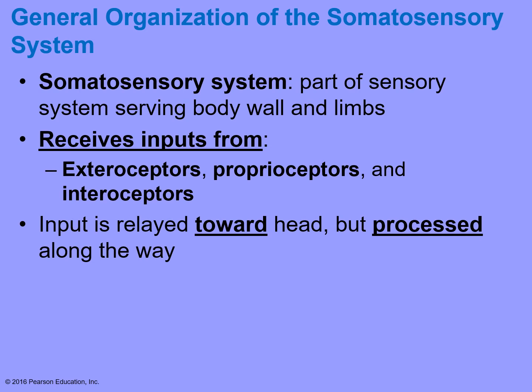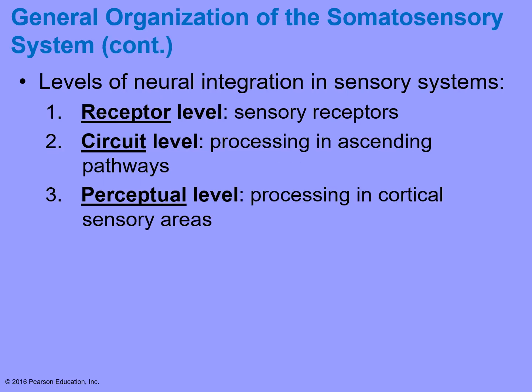That information is going to be relayed towards the brain, but there's some processing that's going to be occurring along the way. You send it to the brain, but they start looking at it before it gets there. And so there are different levels that we have.